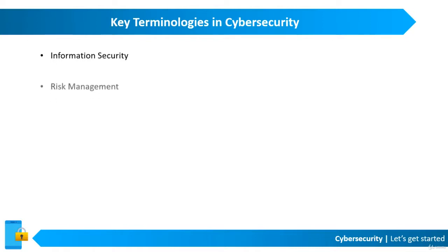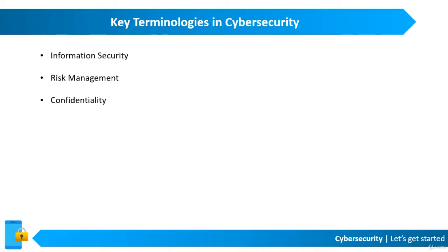The next is risk management. Risk management is a procedure which is used to identify risks and threats in the organization which can disrupt the normal processing of the organization. And then various risk treatment procedures are applied to mitigate the risk. That comes under the process of risk management.